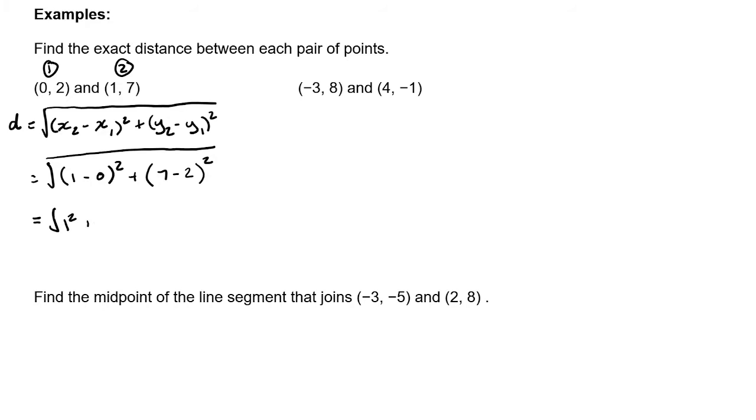So we have 1 squared plus 5 squared, or 1 plus 25, which equals the square root of 26. Now that's not a square number, so it's not going to get us a nice easy response. So what we're going to do is we're just going to leave it as the square root of 26. Okay, just leave it as the square root of 26 because we can't really do a lot else with it. Now the next one, same process.